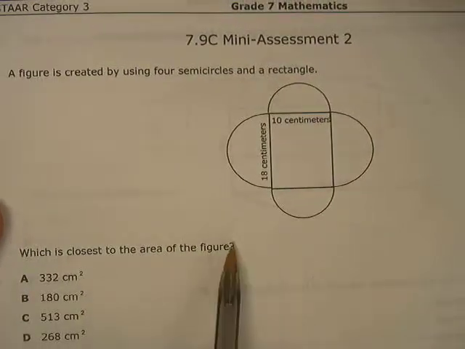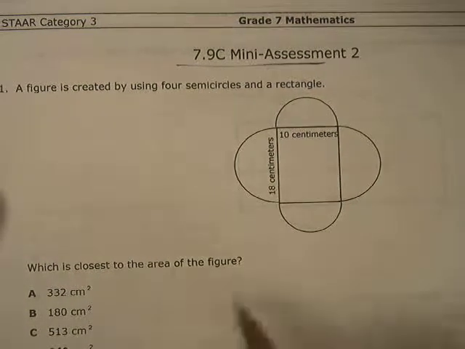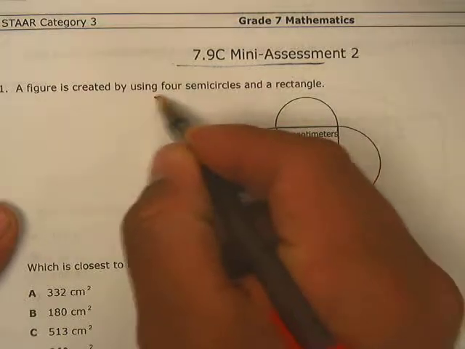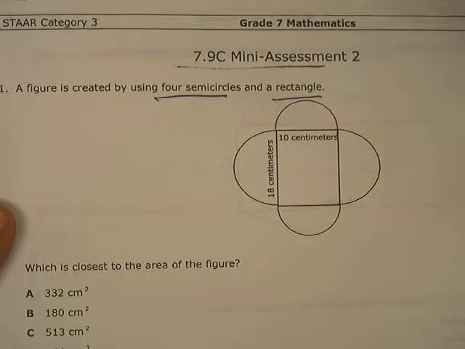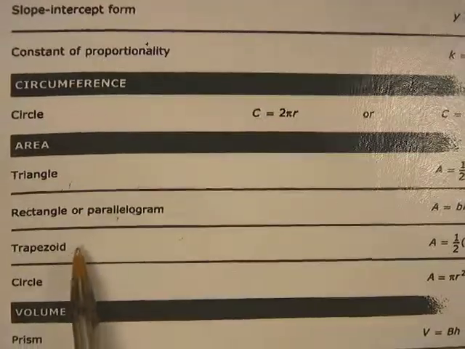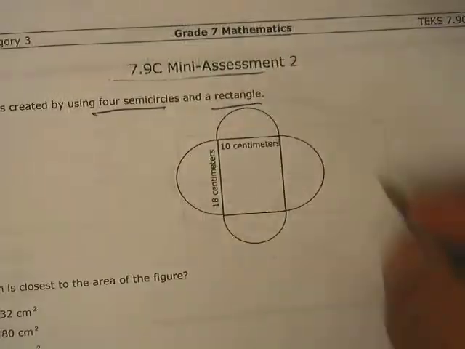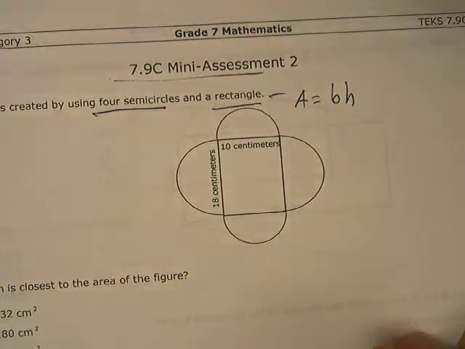So let's look at this one here, 7.9c. We're talking about composite figures. It tells you a figure is created by using 4 semicircles and a rectangle. If you look at your formula chart, you'll find it tells you for a rectangle, or parallelogram, we use base times height. So for a rectangle, I'm going to use base times height.